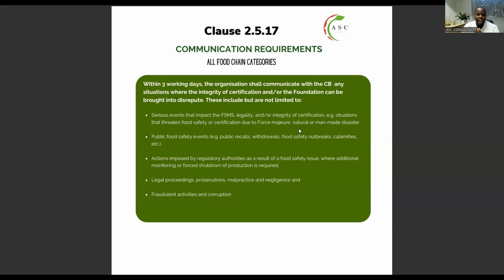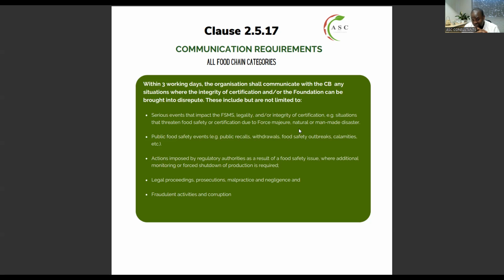It could also include actions imposed by regulatory authorities, such as those that are a result of a food safety issue and where additional monitoring or forced shutdown of production is required. For example, if you have been shut down by EHPs because you don't comply with the requirements of regulation R638, or perhaps you have got a food safety outbreak and then the NICD inspectors or researchers come to your facility with the Department of Health and close down your facility, you are supposed to inform the certification body.